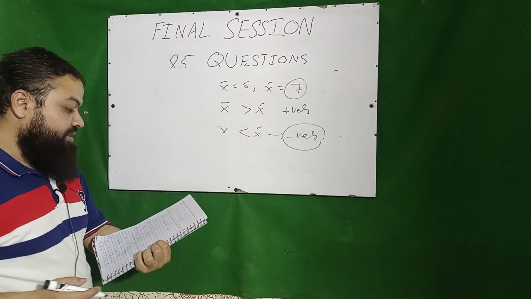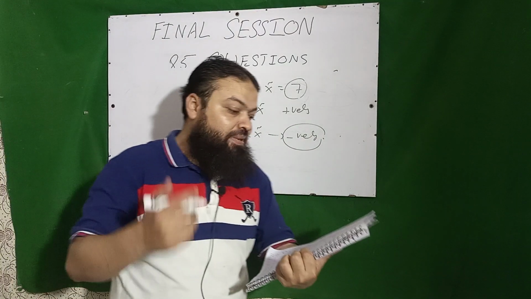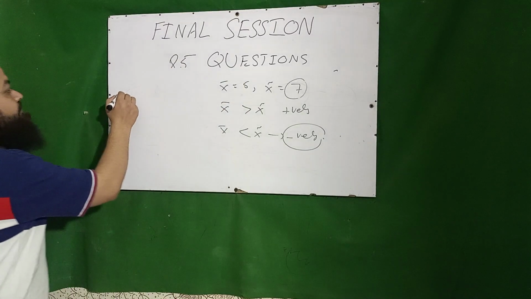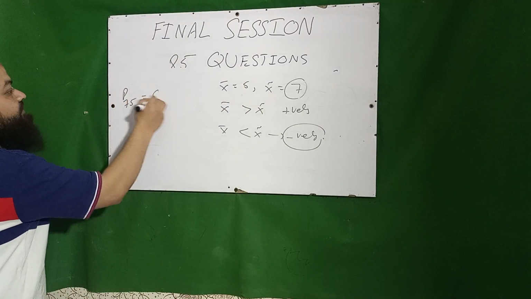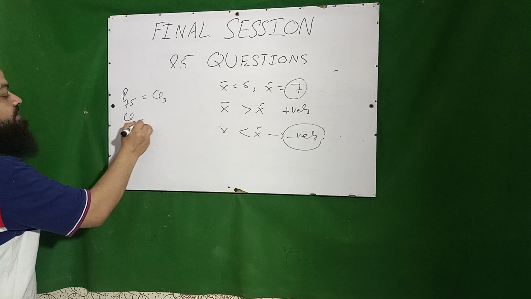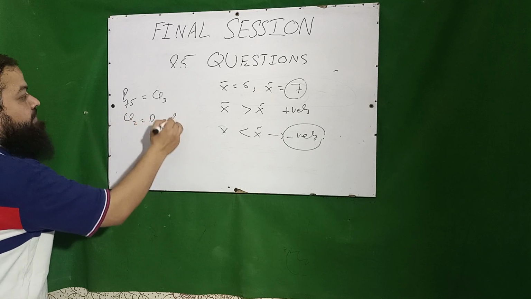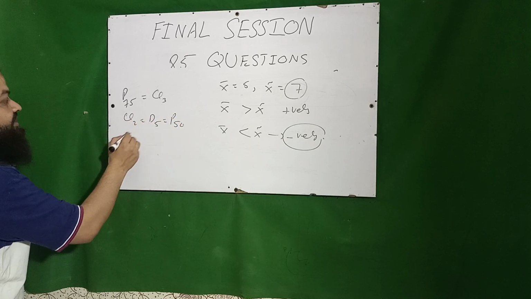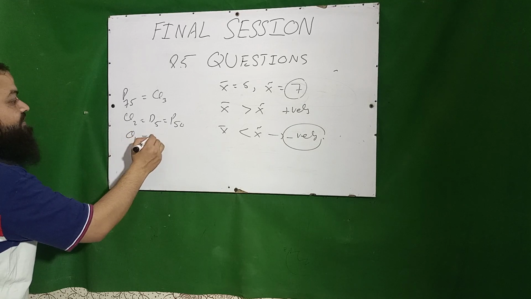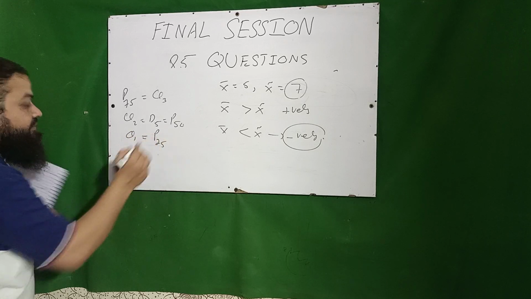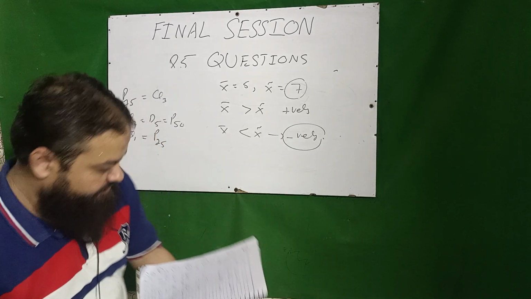Q3 is also called the upper quartile, and P75 will also be equal to Q3. Q2 will be equal to D5 and P50. These questions can be asked. Q1, which is the lower quartile, will be equal to P25.